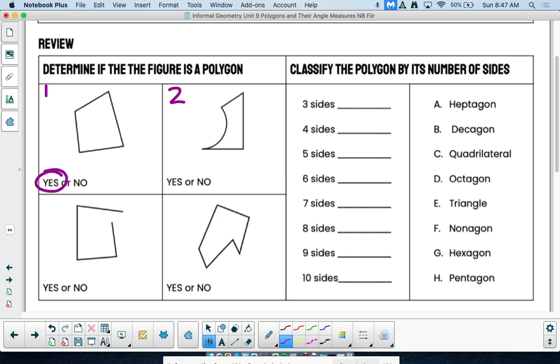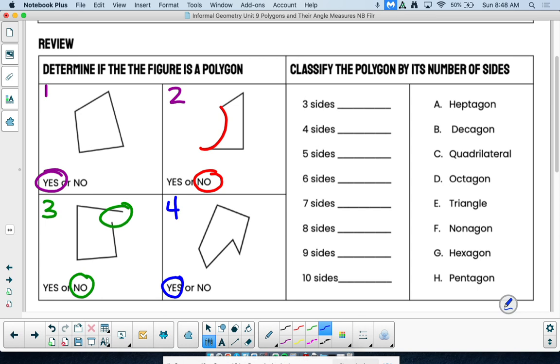If we bump over here to number 2, I'm hoping you're thinking, no, this is not a polygon, right? Because right here it curves. We can't have any curves in our polygons. On this third example, I'm hoping you're thinking no, right? Because it's opened right there. It's not a closed figure. And then lastly, our fourth example here would be another yes, because all your sides are straight and it's closed.